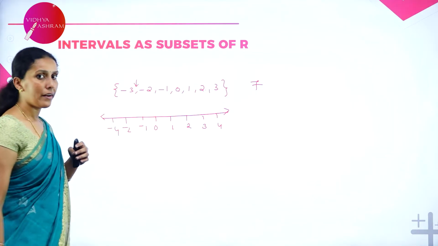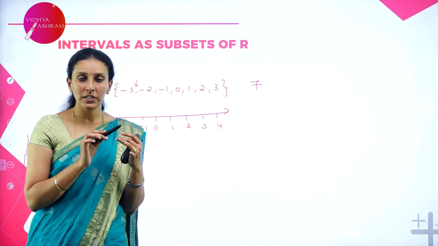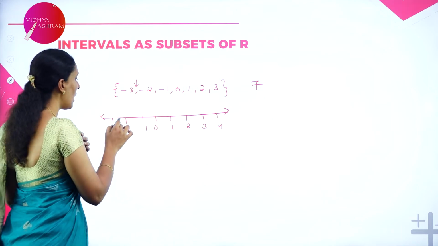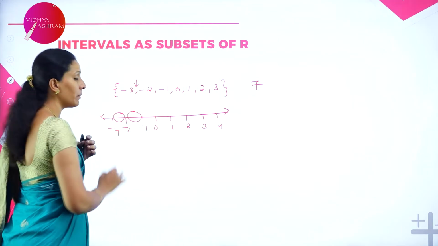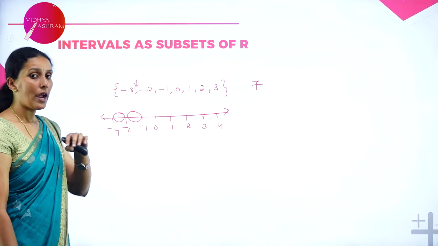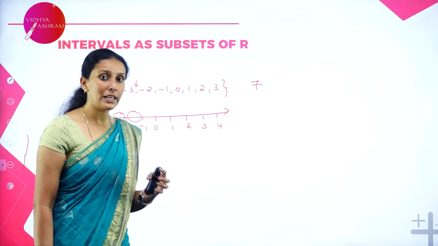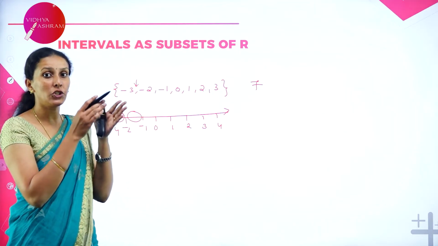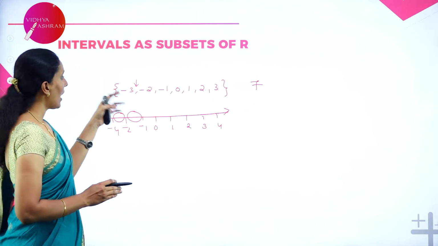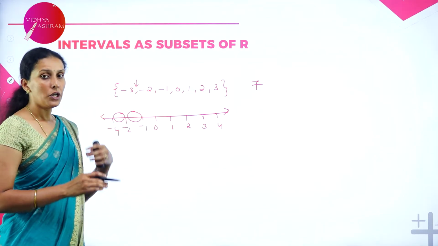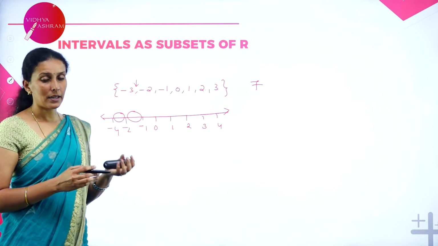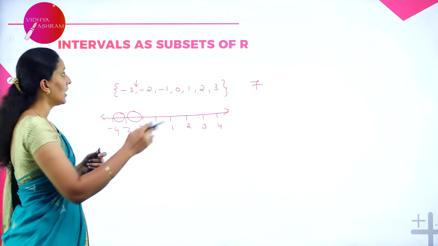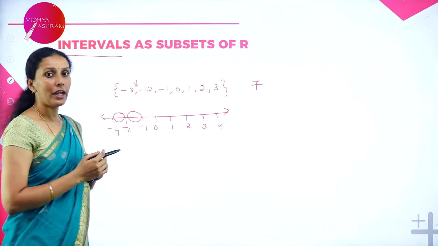But when I say real numbers, it includes fractions and irrationals, whose values come in between these integer values, and there are infinitely many real numbers between any two integers. That's why I can't write them separately. So, to write the real number system in set form, we use the symbol of interval form.